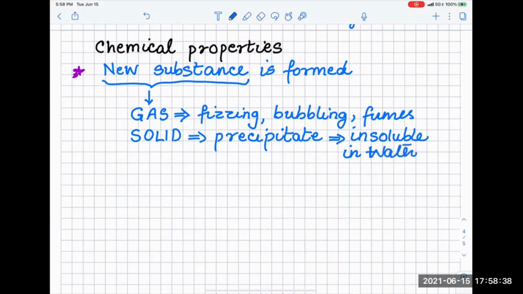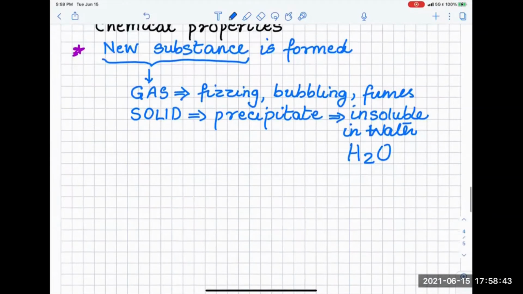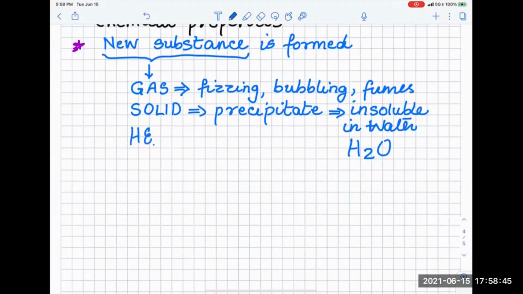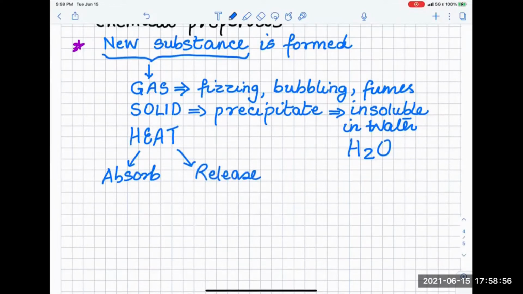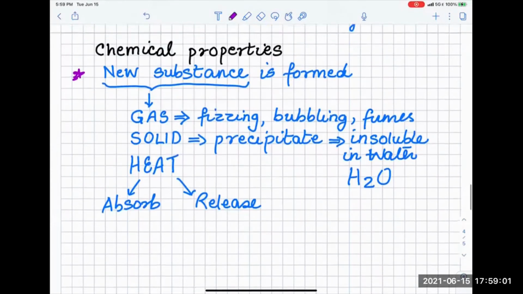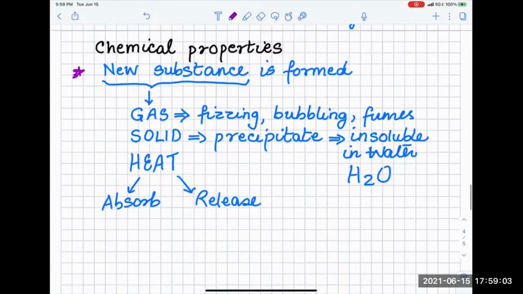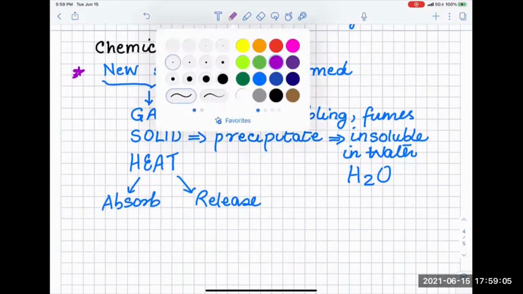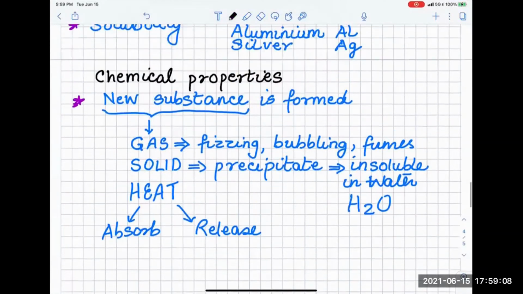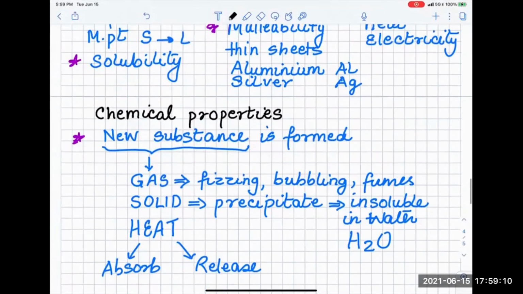The formula for water is H2O. Then besides that, some of them also release heat. Sometimes some of the reactions absorb heat, some of the reactions release heat. So these are all chemical properties. Okay, so you will see that. Now there is a chemical change and a physical change.